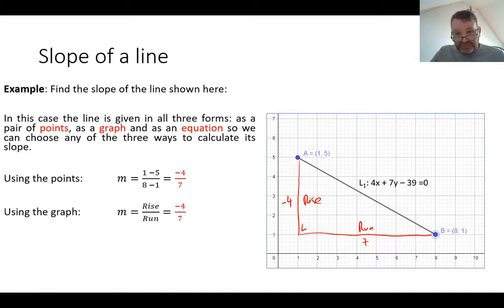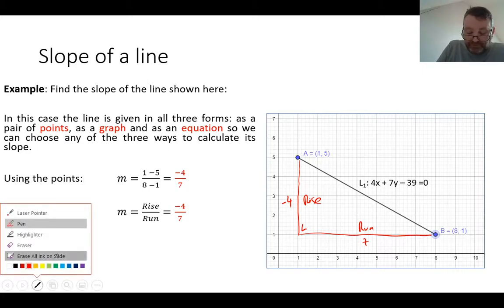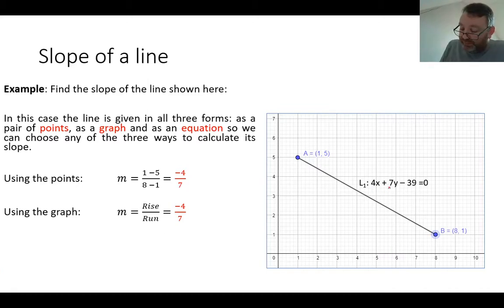And lastly, if they want me to do this algebraically, watch what happens. Take this equation here and manipulate it in order to get y on its own. Write y in terms of x. So here's what we get. 7y is equal to minus 4x plus 39. And lastly, divide everything by 7. y equals minus 4x over 7 plus 39 over 7.